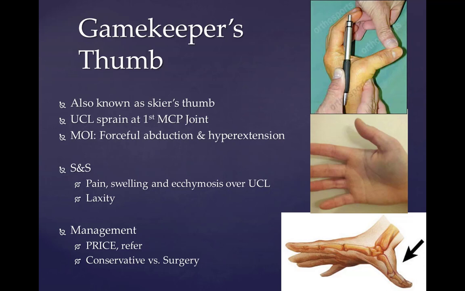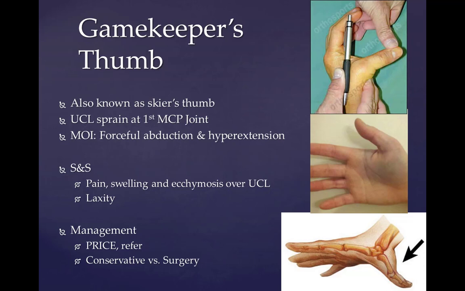Gamekeeper's thumb, also known as skier's thumb or ulnar collateral ligament tear, is a type of injury to the ulnar collateral ligament of the thumb. The UCL is torn at, or in some cases even avulsed from, its insertion site into the proximal phalange of the thumb in the vast majority of cases. This happens approximately 90% of the time. This condition is commonly observed among gamekeepers and Scottish fowl hunters, as well as athletes such as volleyball players and skiers.